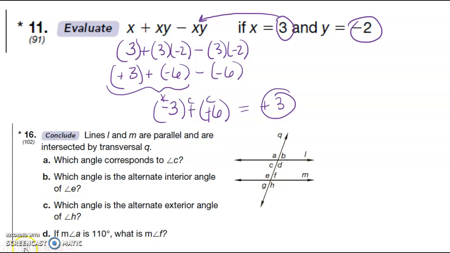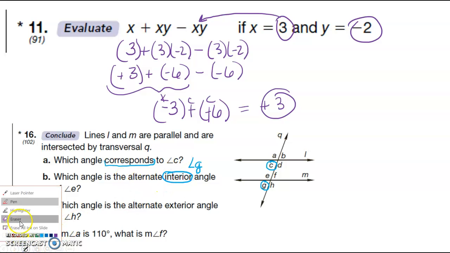All right, corresponding angles. I'm going to use some different colors. It says which angle corresponds to C, and that's going to be G. Alternate interior. So let me pick a different color here. So interior. That means it's going to be on the inside of this box. So alternate interior with E is going to be D.